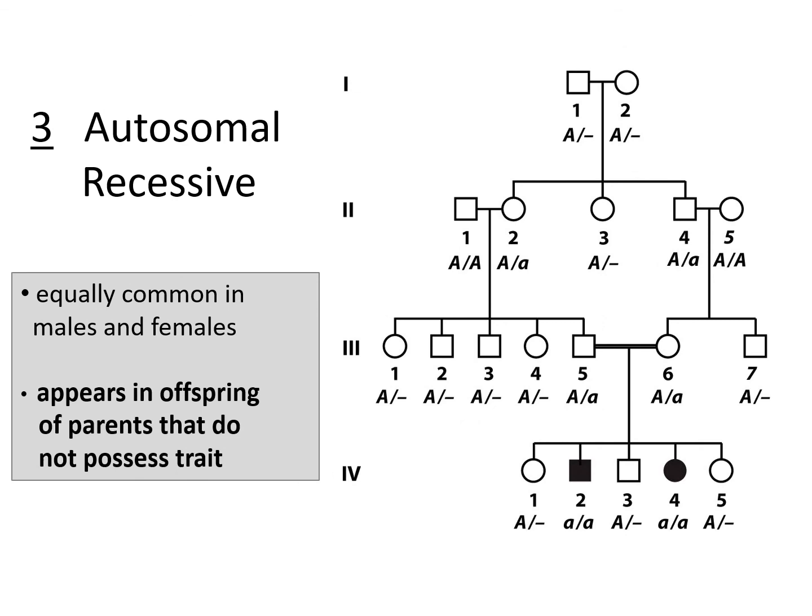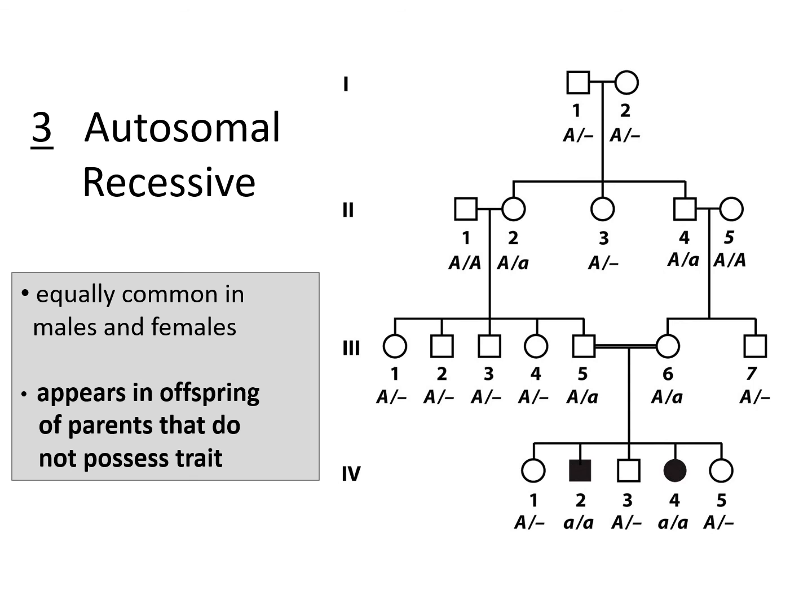Conditions that are autosomal recessive require 2 recessive alleles in order for us to see the recessive phenotype. So an example of this that we've talked about a few times now would be albinism. We only see albinism in people that have 2 recessive alleles, so they're homozygous recessive.